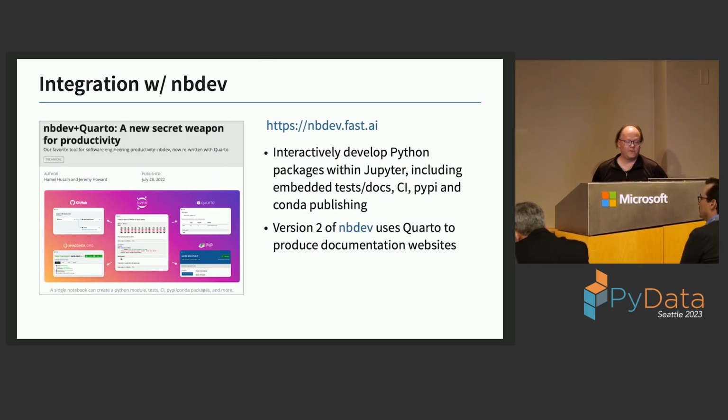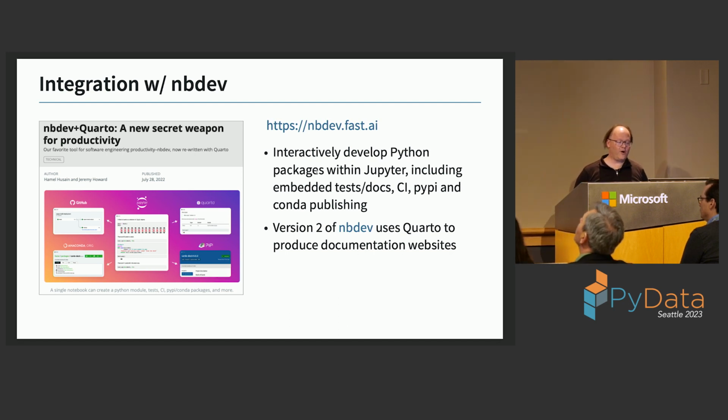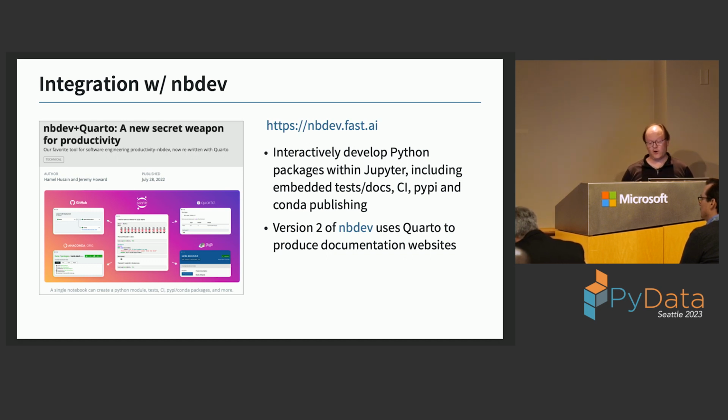We actually have integration with NBDev, and for those of you who don't know about NBDev, it's a way of developing Python packages entirely within Jupyter, and it automatically creates CI for running your tests. It gives you the code to publish your package to PyPI and Conda, and also generates a website containing the documentation of your package. And in version 2 of NBDev, Quarto is used to generate that website. Because Quarto is an open source command line tool and it's very customizable, it's very easy to integrate it with other tool chains that you might be working with.